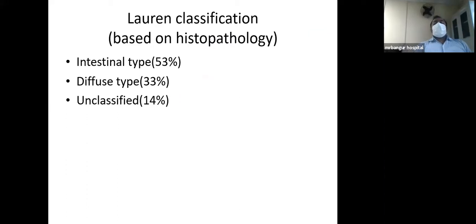Now, the most important classification is the Lauren classification, which is based on histopathology, whereby intestinal type and diffuse type are found. Those which are not defined accordingly are considered unclassified, mostly 14%. The most common is the intestinal type, that is 53%.